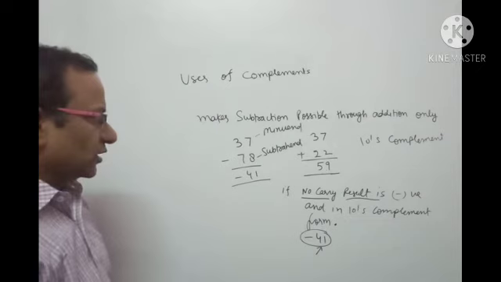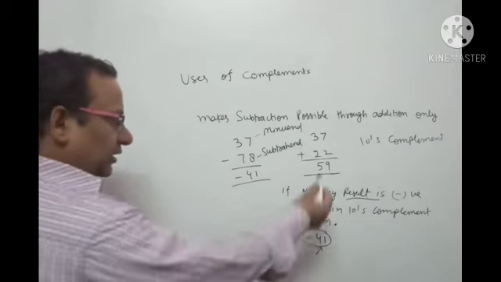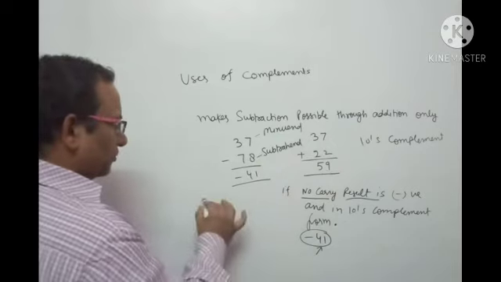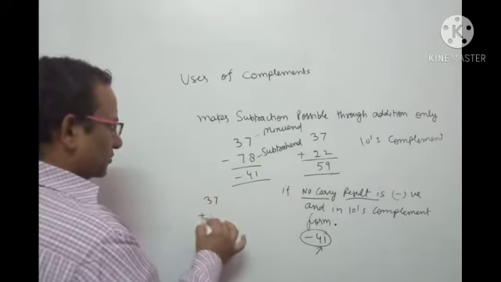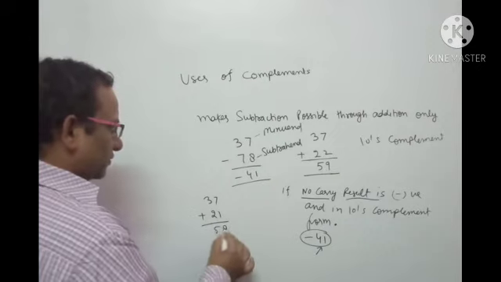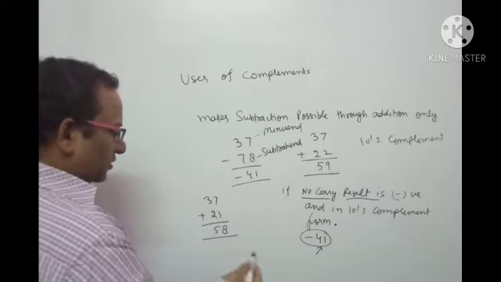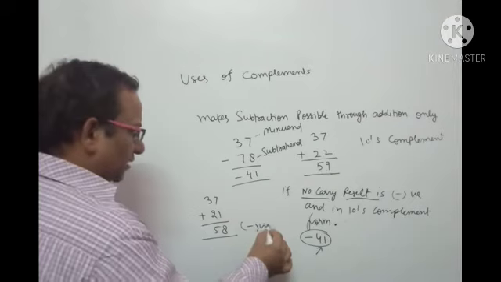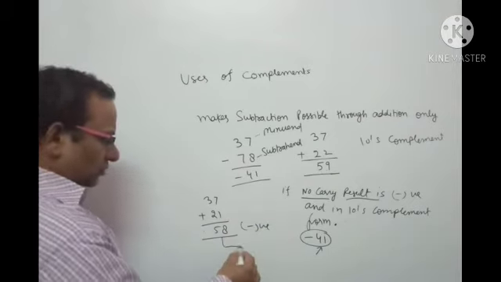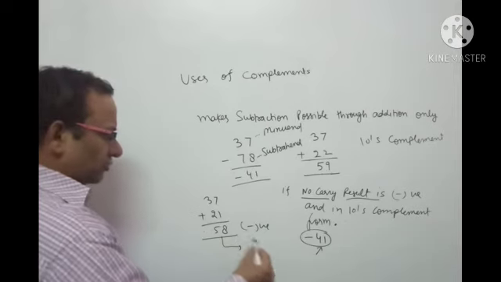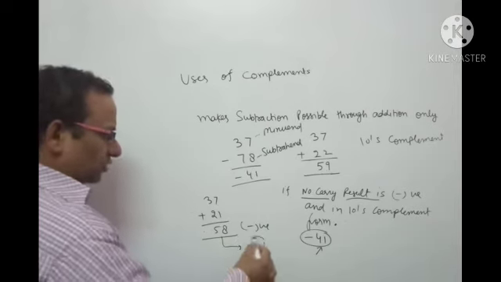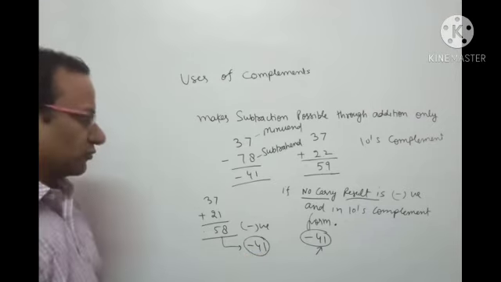Similarly, we can do it in nines complement also. Add the nines complement of the subtrahend to the minuend, that will be 37 plus 21, which is 58. No carry is generated, again the result is negative and is in nines complement form. So to actually locate the value, take its nines complement, which will be 9 minus 5 is 4, 9 minus 8 is 1. So the result again will be the same, minus 41.